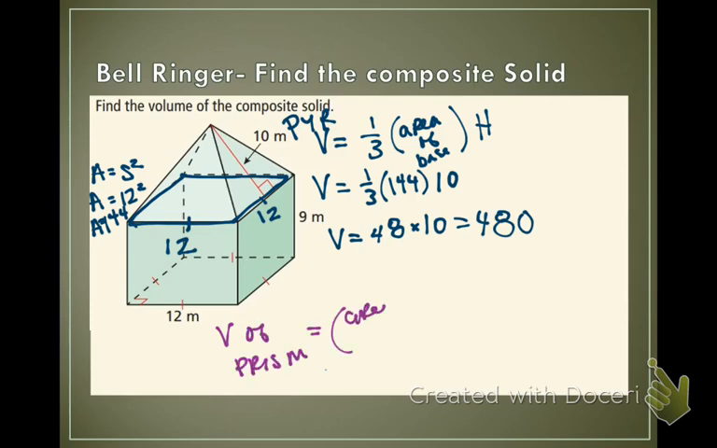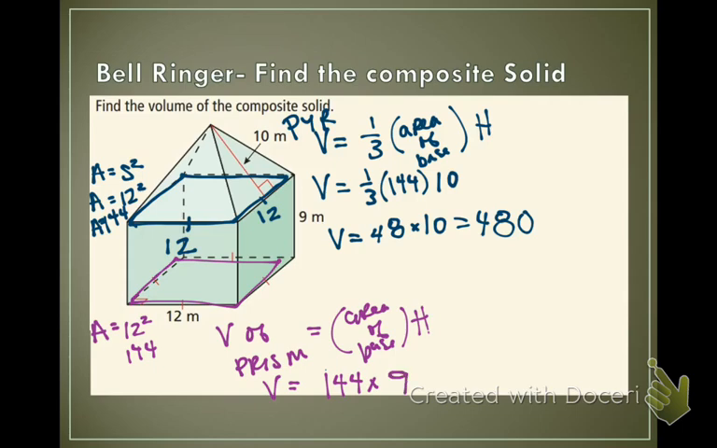The bottom is a prism, so volume of a prism equals the area of the base times the height of that prism. So the area of this base, again, is a square, so 12 squared is 144. So volume will equal 144. What is the height of the prism? 9. It's this number right here. What is that, 1296? Yeah.